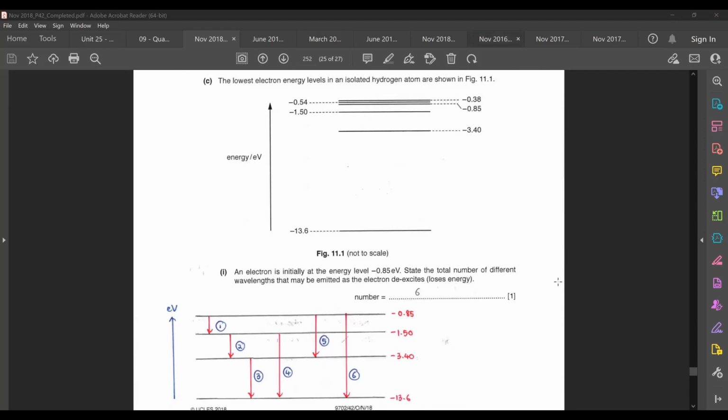In part C here, they say that the lowest electron energy levels in an isolated hydrogen atom are shown here. An electron is initially at energy level negative 0.85 eV. State the total number of different wavelengths that may be emitted as the electron de-excites or loses energy. So right now, your electron is at energy level negative 0.85 eV. I should just mark it out on your diagram with a different color, it is this line here. They are asking you, if it were to de-excite or lose energy, meaning it's trying to go down to a lower energy level, what are the different wavelengths that you can get out of it?